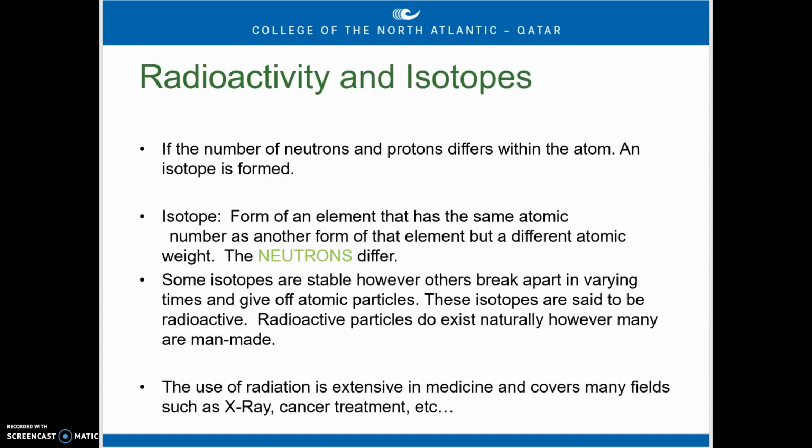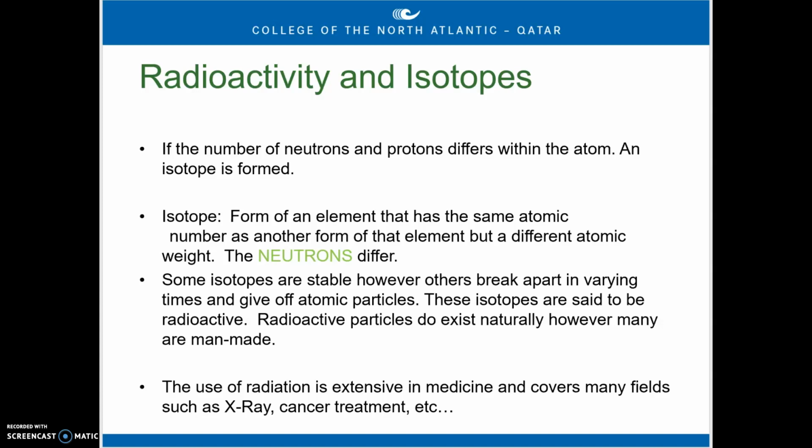Now, radioactivity and isotopes, this is stuff that's going to be really important to your course, and you will definitely get a lot more of this as you move through courses in your program. So if we look at the atom, keeping in mind the neutrons and the protons within the nucleus, if the number of neutrons and the protons are different, then we have an isotope. So an isotope is an element that has the same atomic number as another form, but the atomic weight changes because there are differences in the neutrons. I hope that makes a little bit of sense.